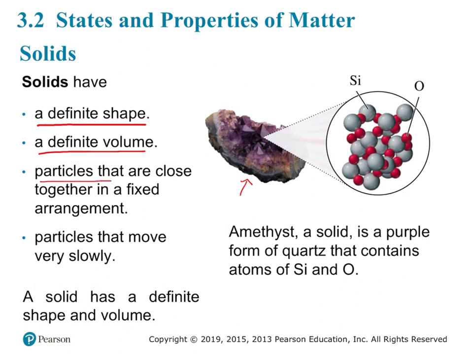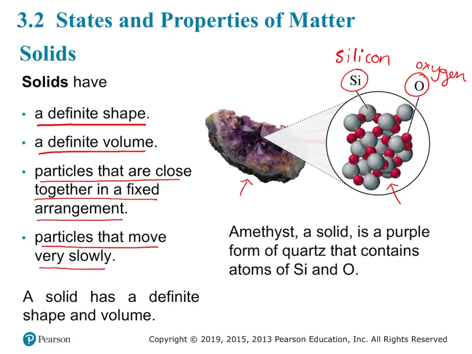And then solids also have particles that are close together in a fixed arrangement. If we zoom in on that amethyst, we would see that there are particles that are really close together and they're kind of stuck in that position. So they're very rigid. In particular, we have two elements here, silicon and oxygen. Oxygen is shown in red, silicon is shown in gray. And again, you'll notice that they have a very particular arrangement there. Now, because solids are very fixed and rigid, the particles in a solid move very slowly. They might be able to vibrate a little bit in their particular position, but they're not moving around. They're just stuck where they are.